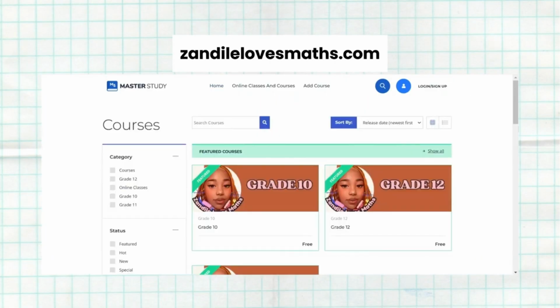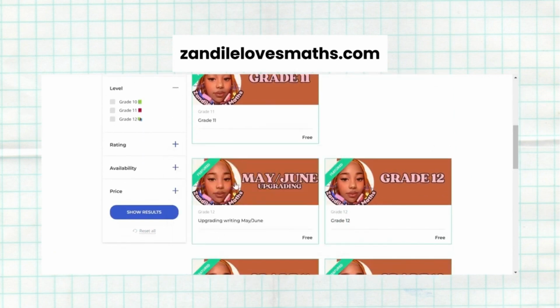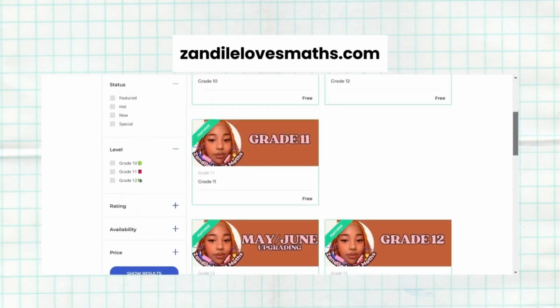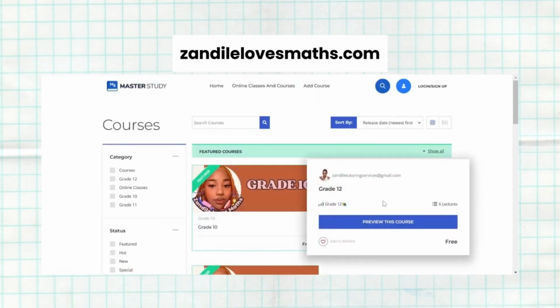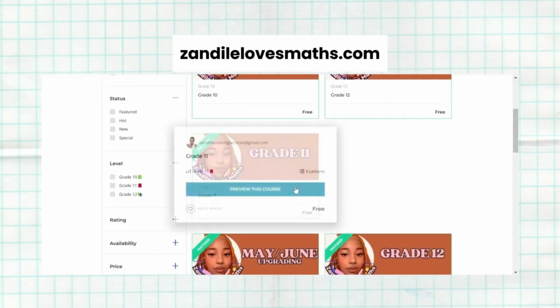Then, for example, I'm going to use this May-June class. So this is for people that are writing in May-June. Obviously, when they're done with the exam, it's going to disappear. But you can pick any grade. So if you're in grade 12 or you're upgrading in November, you're going to be under grade 12. But if you're in grade 10 or grade 11, there is a specific course for you.